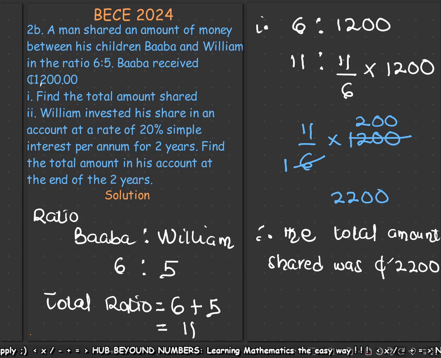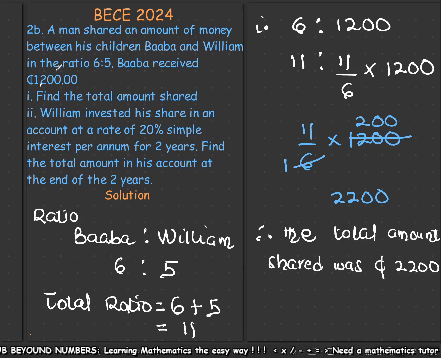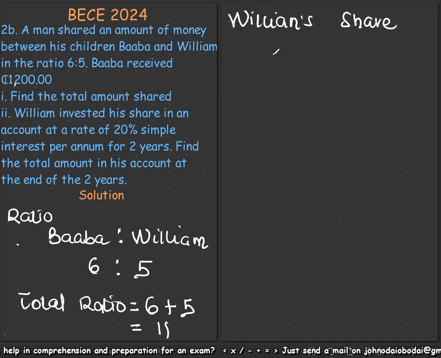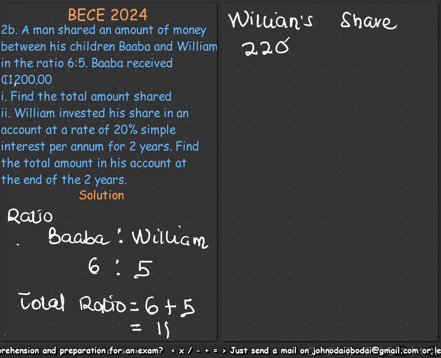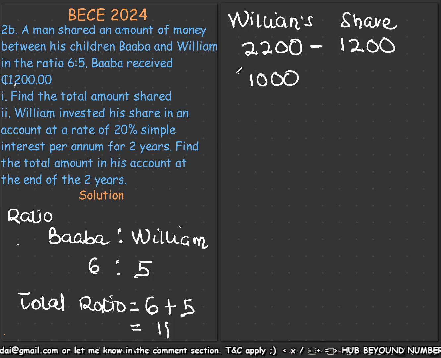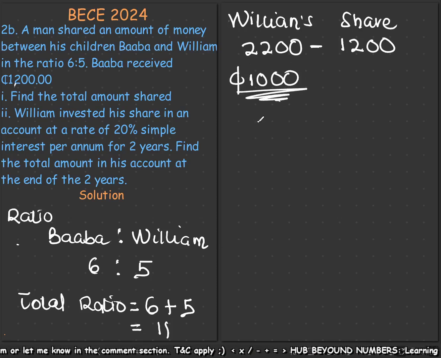So if you have gotten the total amount shared, then we can easily determine how much William received. So let's try and do that. We'll say William's share is the 2,200 minus our 1,200. Subtracting that, we realize that William had what? 1,000 cedis. So William's share is 1,000 cedis.